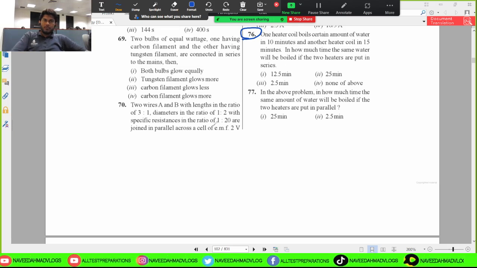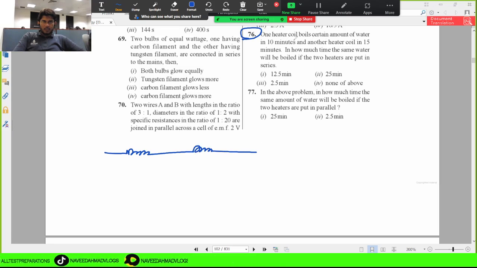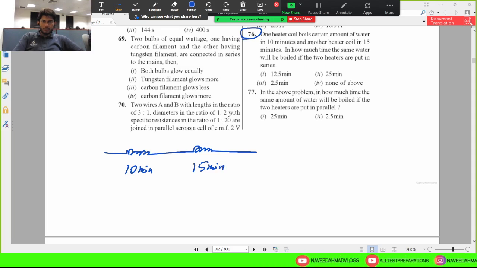Okay, we have two heaters. Okay, one is this one and the second one is this one. So this heater boils water in 10 minutes, okay, and the second heater boils water in 15 minutes. So in how much time the same water will be boiled if the two heaters are put in series? Okay.